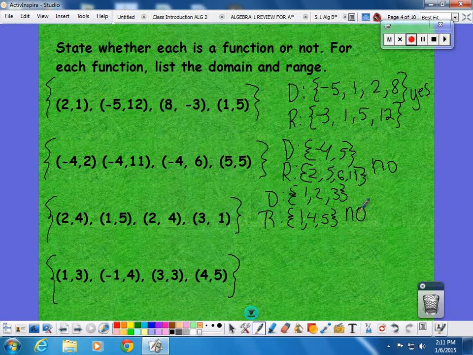Okay, so the domain is 1, 2, and 3, and the range is 1, 4, and 5, and why is that not a function? There's more than one. The twos, yeah, right, the domain, more than one 2.